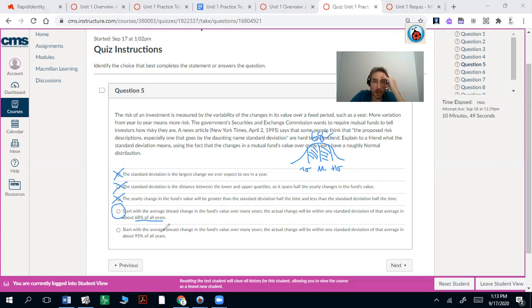The last one, start with the average, mean change in the fund's value over many years. The actual change will be within one standard deviation of that average in about 95% of all years. Well, that would be 2, not 1. So it's going to be this one. That was definitely the wordiest one. Let's go on to number 6.